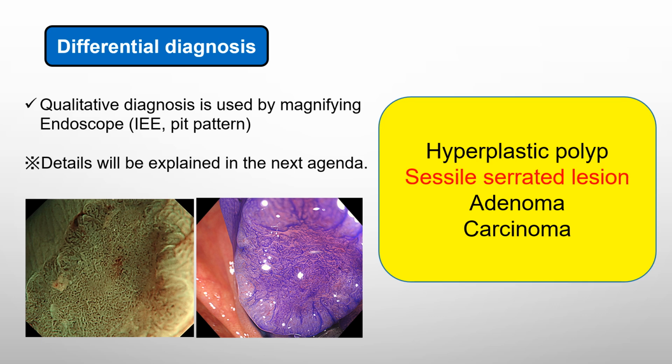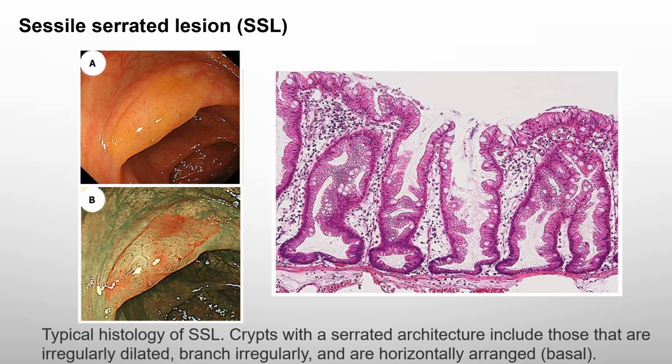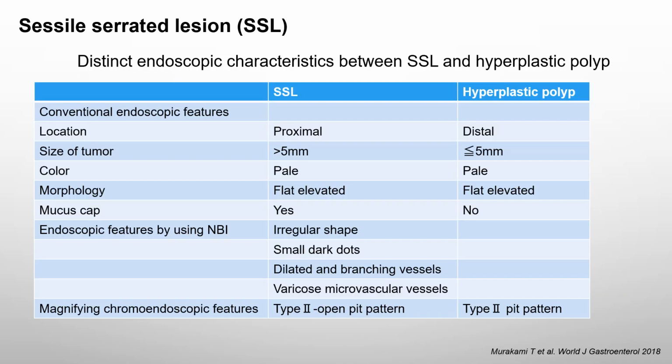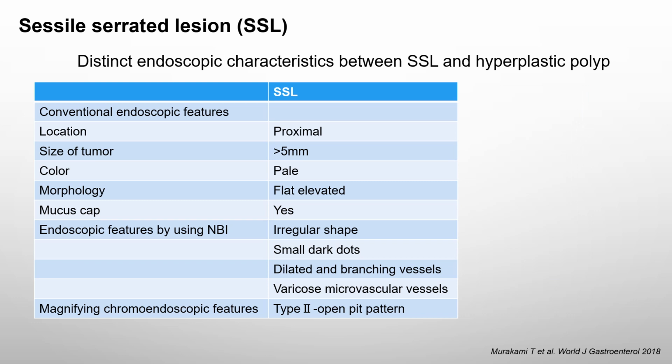This slide describes the finding of SSL by white light imaging. This is typical histology of SSL: serrated architecture, crypt dilatation, mucus production. I present distinct endoscopic characteristics between SSL and hyperplastic polyp. I will describe the endoscopic features of SSL.